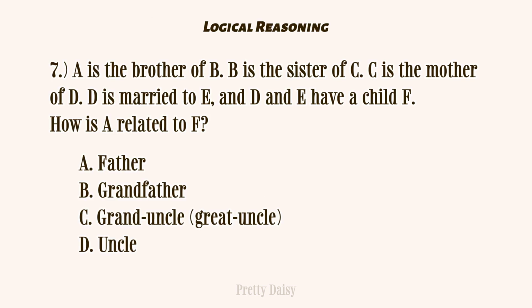7. A is the brother of B. B is the sister of C. C is the mother of D. D is married to E. And D and E have a child F. How is A related to F? A. Father. B. Grandfather. C. Granduncle or great-uncle. D. Uncle.